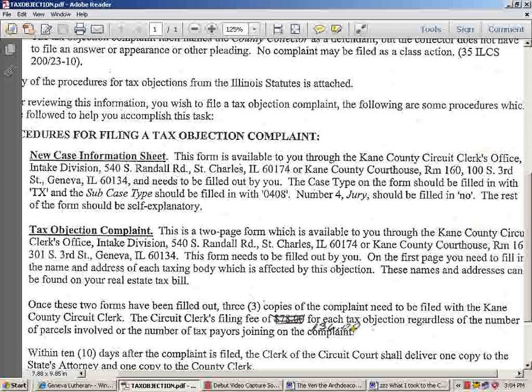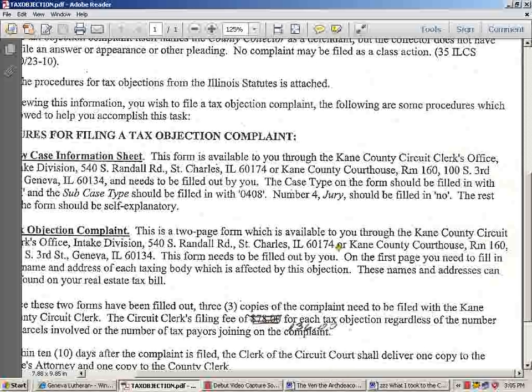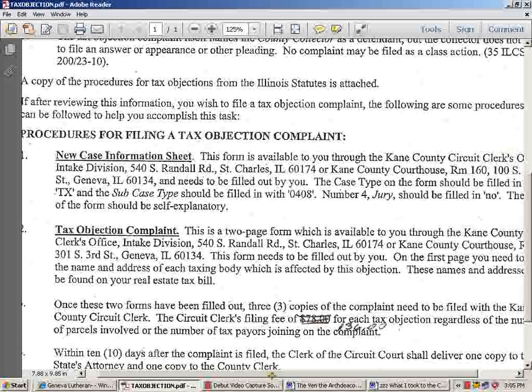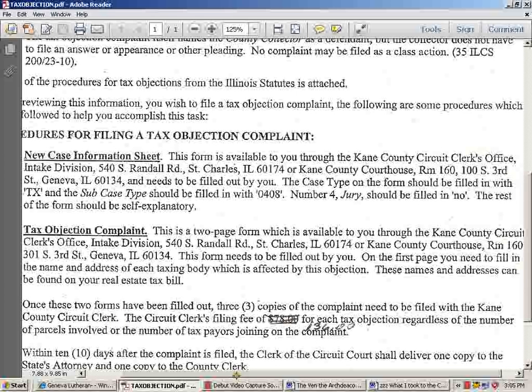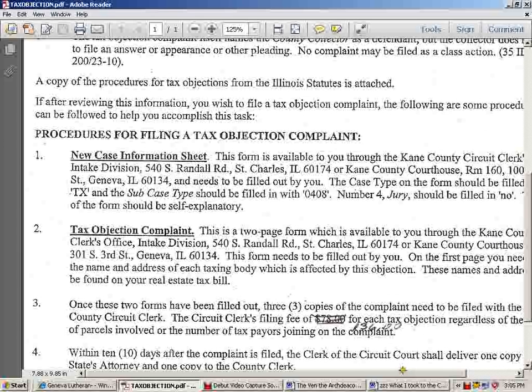Well, here it says, or Kane County Courthouse, Room 160, 301 South 3rd Street. This one says 301 South 3rd Street. This one up here said 100 South 3rd Street. Kane County Courthouse, Kane County Courthouse. There's a Kane County Courthouse in two different places. There's one at 100 South 3rd Street, and then this says there's one at 301 South 3rd Street.